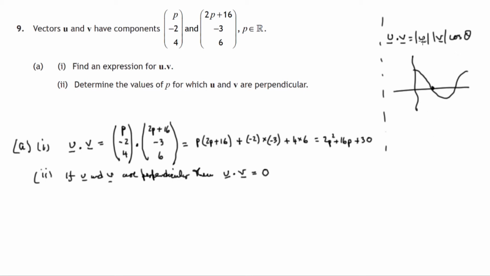So if they're non-zero vectors, the lengths are not 0, so the cosine of theta must be 0, and that means there's only one choice. The angle has to be 90 degrees. So if u and v are perpendicular, the dot product is 0. So in this case, 2p squared plus 16p plus 30 must be 0. And we have to find values of p where that works.